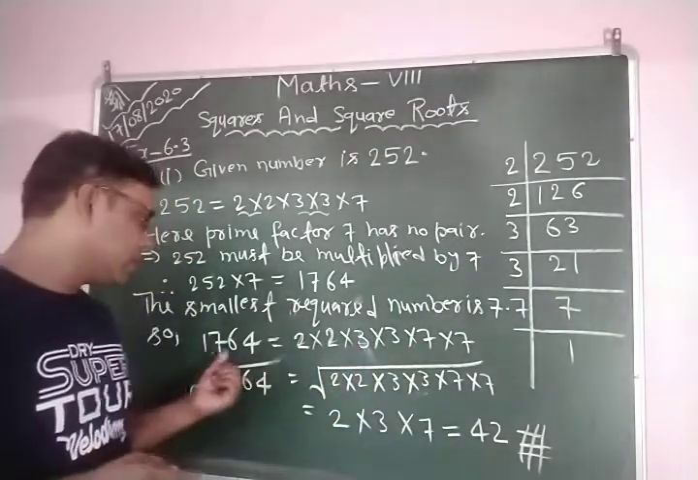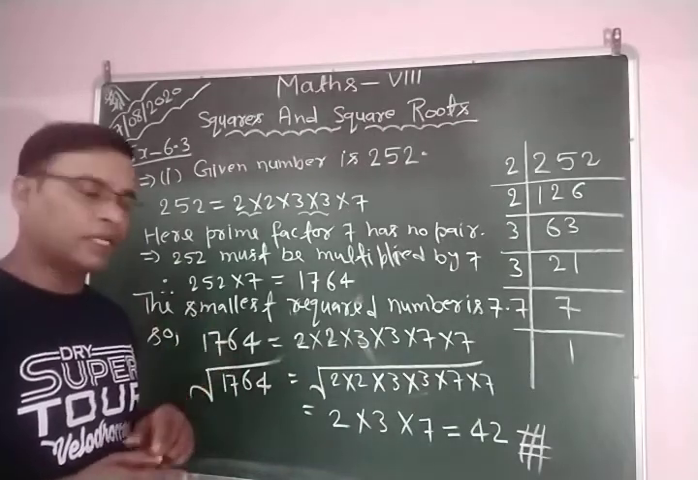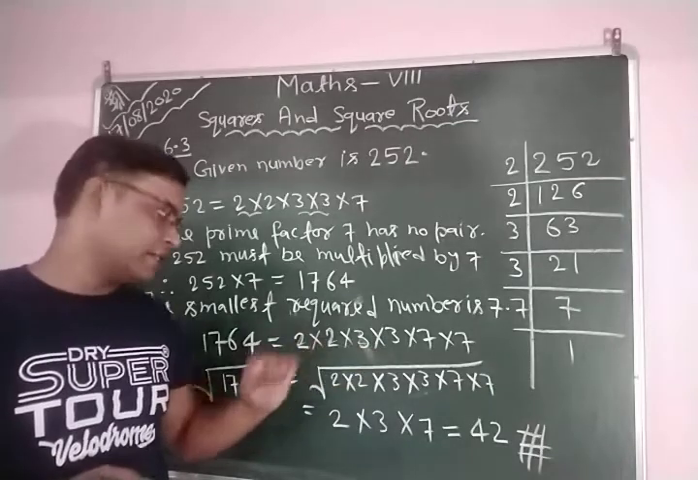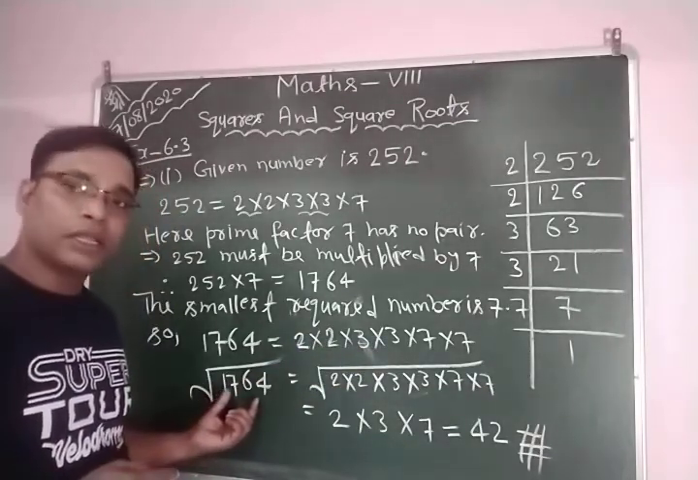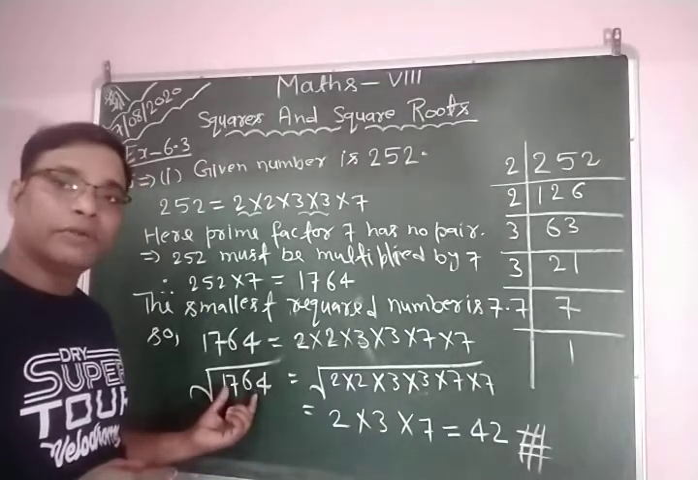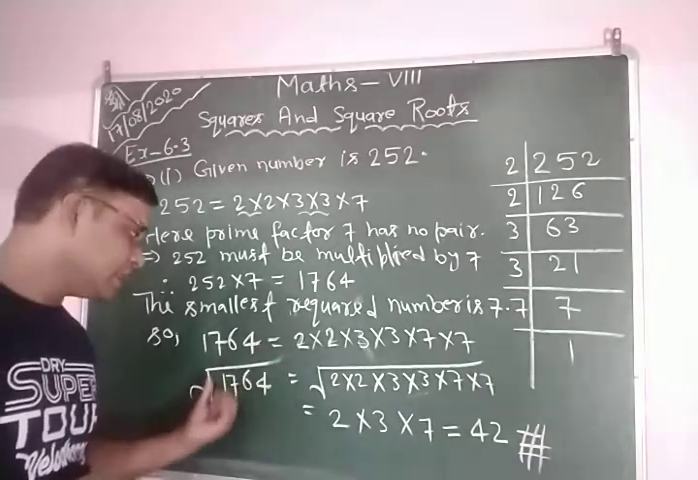Okay. So 1764 is a perfect square number because all the prime factors are in pairs. Okay. So now we find the square root of 1764.